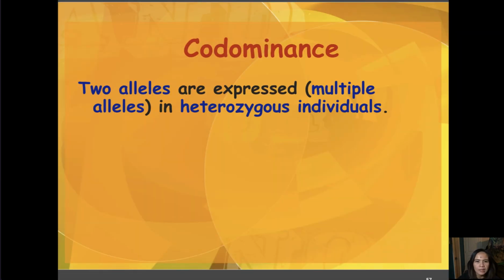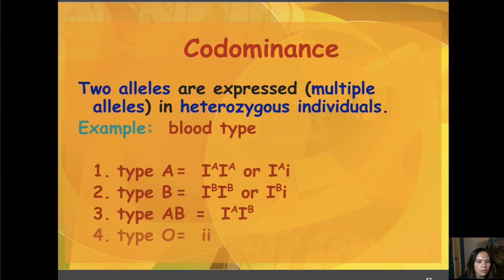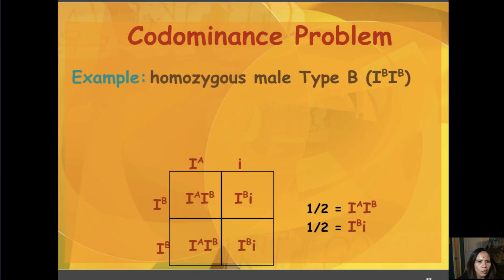Now the second, codominance, is where two alleles, or multiple alleles, are expressed in a heterozygous individual. An example of this is blood type. Type A can be IA IA, two capital A's, or IA i. So there's like a dominant and recessive, but it's multiple alleles. So these are some examples. I'm not going to go into that, but just to show you how a codominance problem looks.